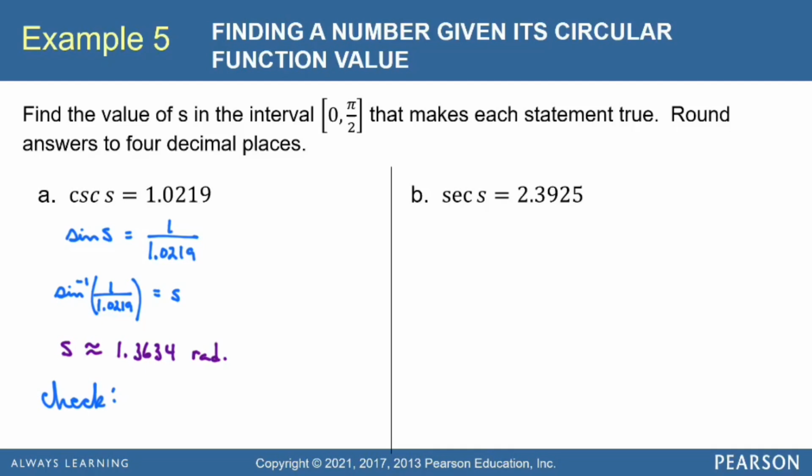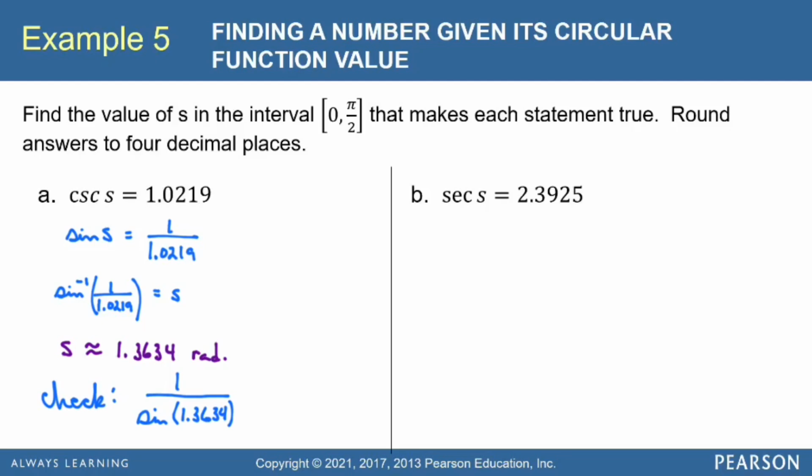So what we just found is that the angle we were looking for was 1.3634. If that's true, then the cosecant of that angle should give us this number. So what we can do is just evaluate this on the calculator. The cosecant of S would be 1 over the sine of the number we think is S. And when you enter this on your calculator, you should get approximately 1.0219.